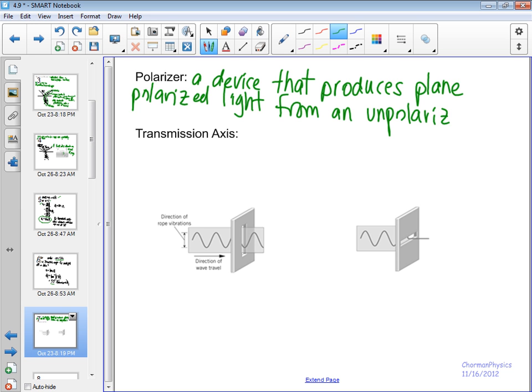So what this effectively means is that if we have completely random light coming in, okay, unpolarized light, electric fields going in every direction, the polarizer is going to restrict that to only one direction, okay? So the transmission axis is this direction of polarization, all right? That's allowed by the polarizer.